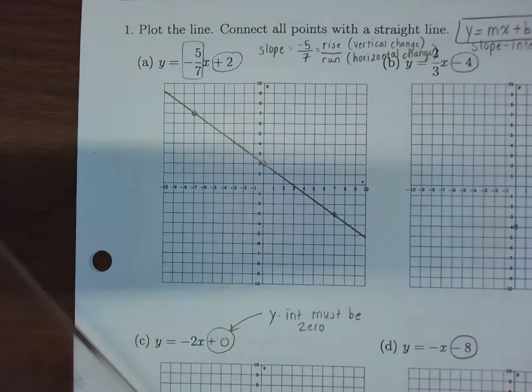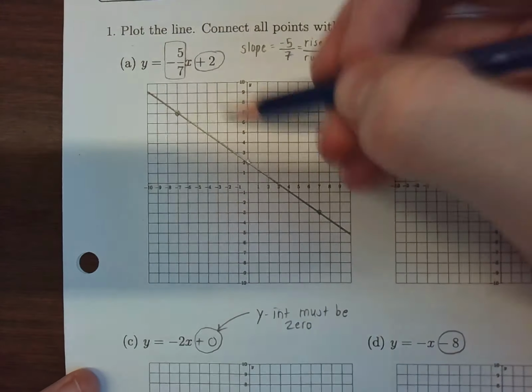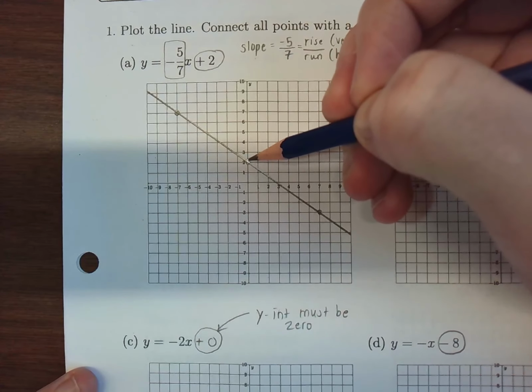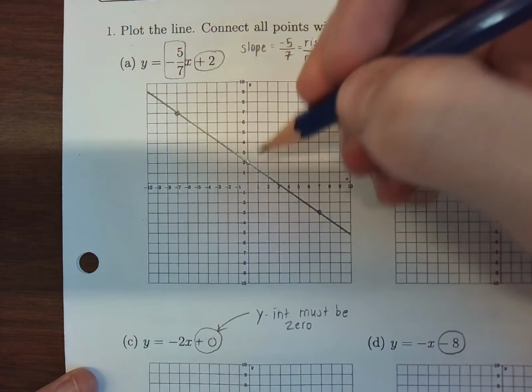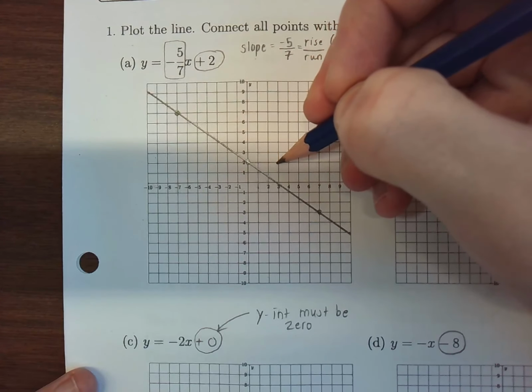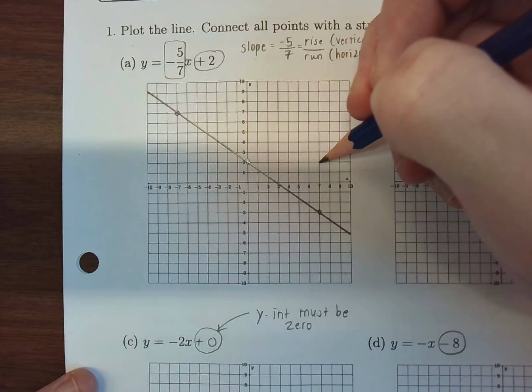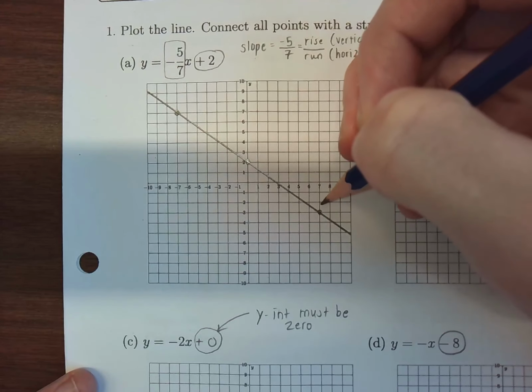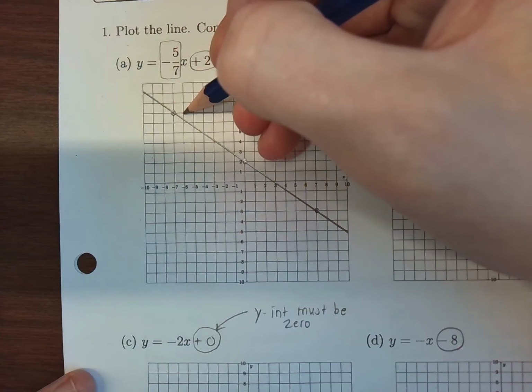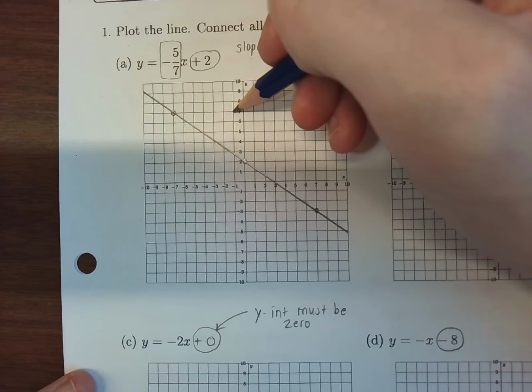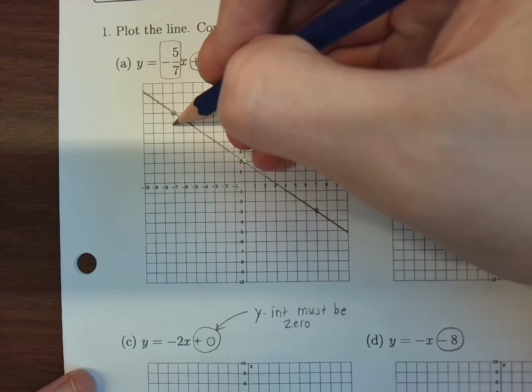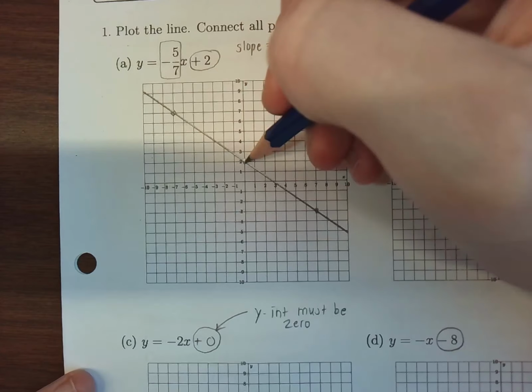Because I can see that I cross at the y-intercept of +2, and then every time I go across 1, 2, 3, 4, 5, 6, 7, I go down 1, 2, 3, 4, 5. That's how I get to that point.